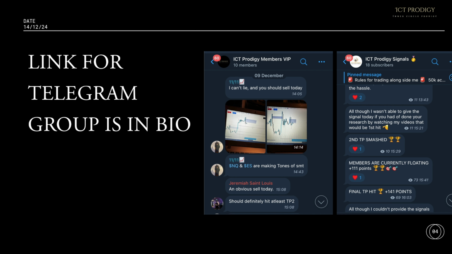The trade breakdown that we're going to do towards the end of these slideshows is a breakdown of a trade that the guys in the group drew.